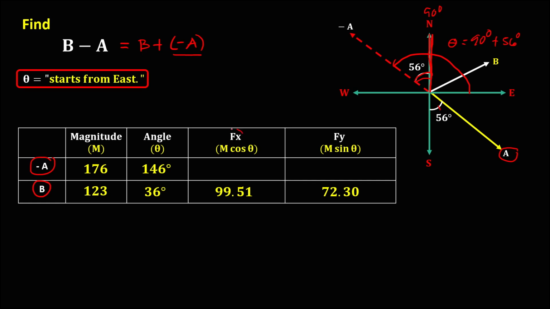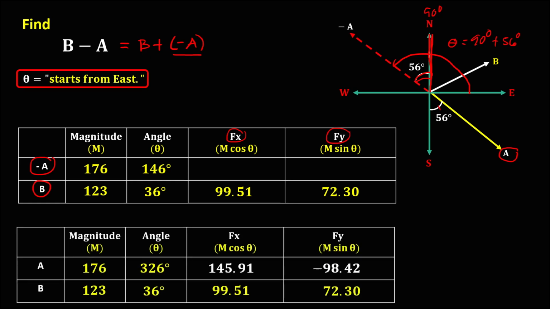Now this time to find the x component and the y component. From this table, observe for positive A, this is positive 145. Therefore, we just need to take the opposite sign. Since this one is positive, in negative A this becomes negative 145.91. Then since this one is negative, in negative A, the opposite sign, this becomes positive 98.42.